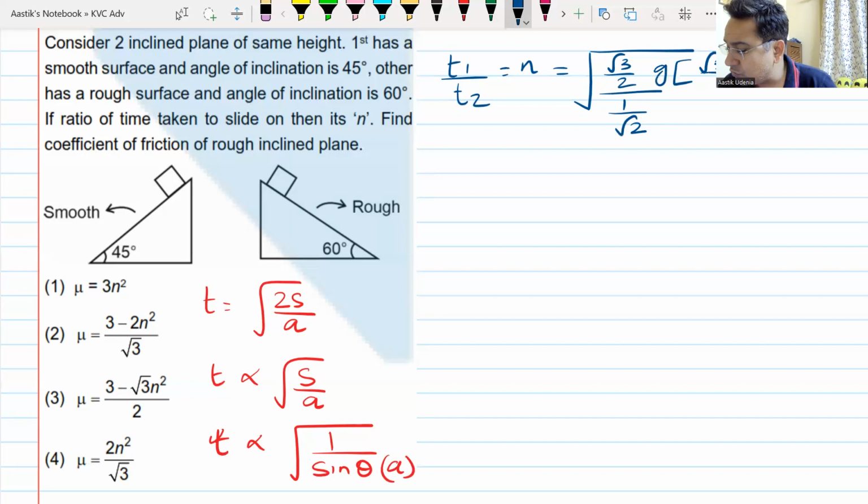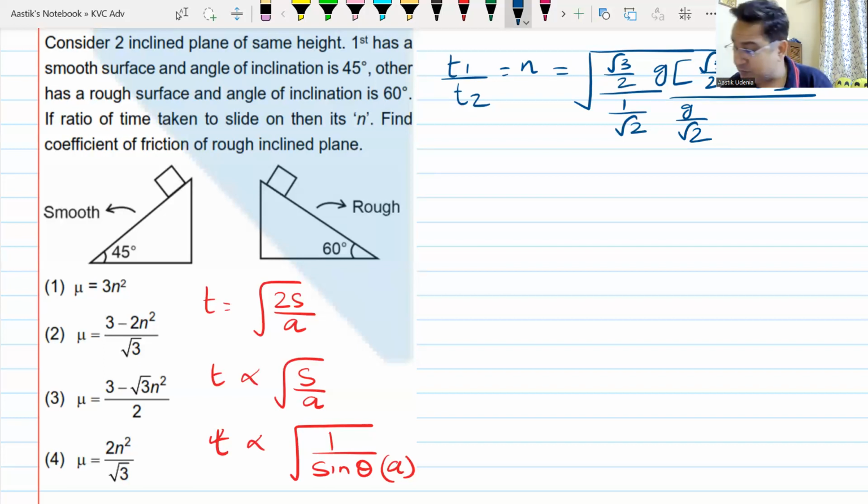So g into root 3 by 2 minus mu into cos theta, which is mu by 2. In the first case, the acceleration will be equal to g sine theta, so g by root 2. Yes or no? Yes, sir. You just have to calculate this.